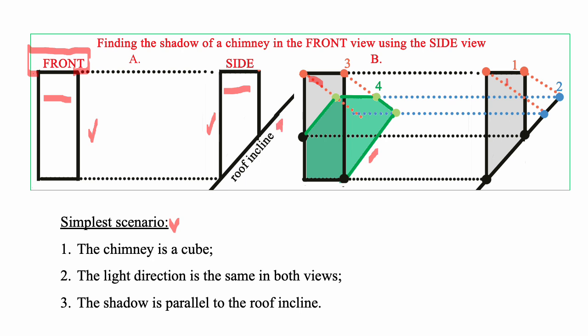So to do this, you start with number 1 back here and draw a light ray to the roof. It stops at the roof, number 2, and we transfer that position all the way to here. And when it intersects the light here, that's a point on the shadow. We do that with the other points, and the shadow ends at the back left edge of the chimney and the front right edge.